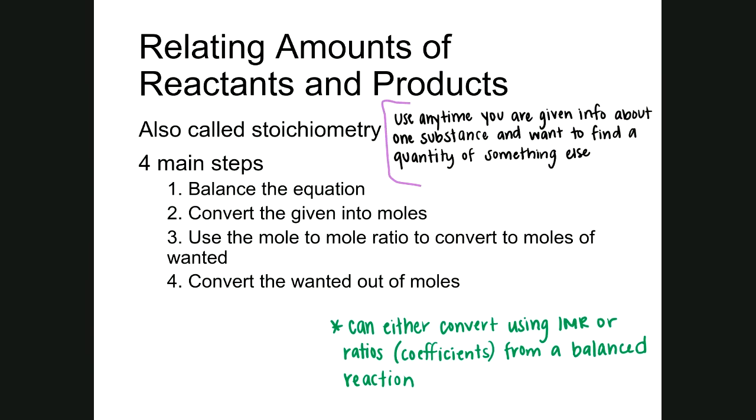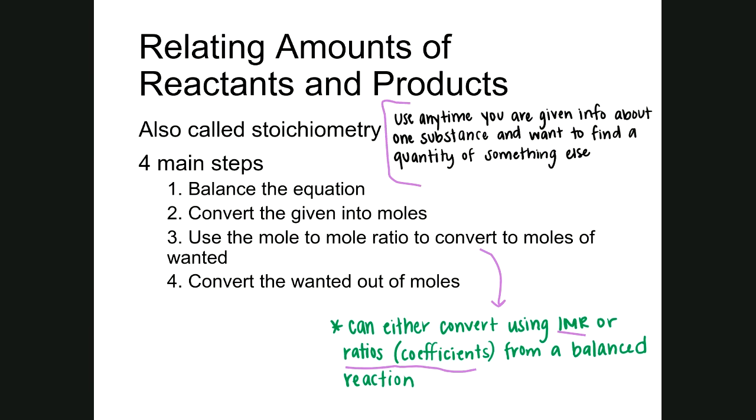And this can be done in 2 different ways. The first way is using the intermole ratio, which we looked at earlier in this chapter. The other way is to use the ratios, which are the coefficients from the balanced equation that we learned about in chapter 5. So those are the possibilities. Either the IMR, if we're going again from a compound to a piece within the compound, or a ratio if we're going from one substance to a completely new substance.